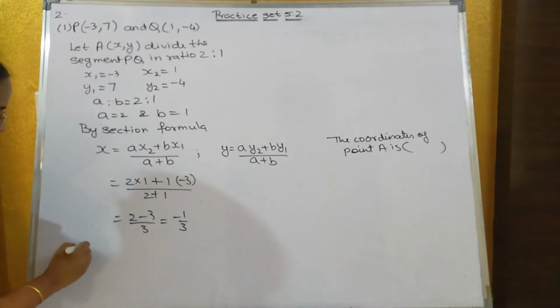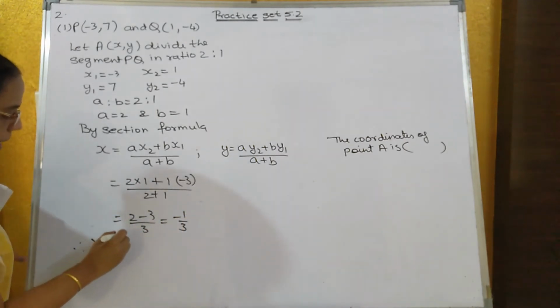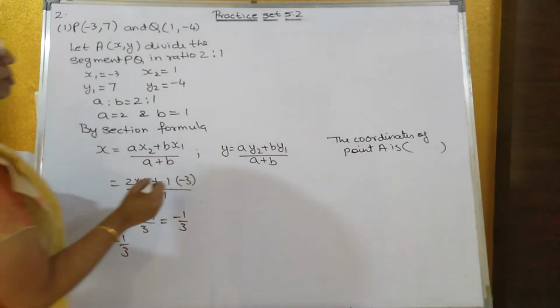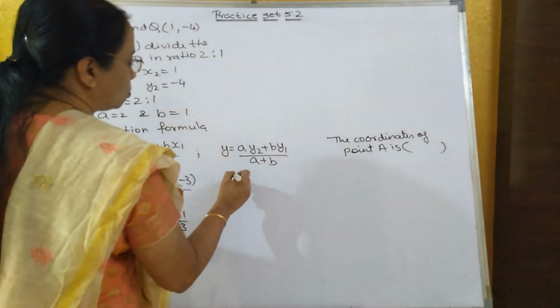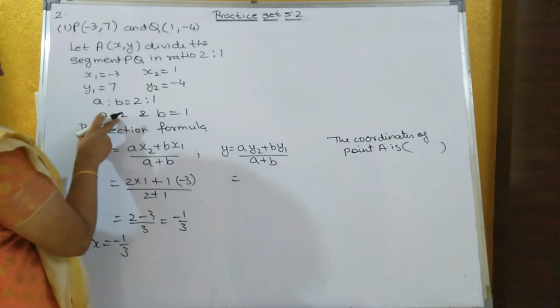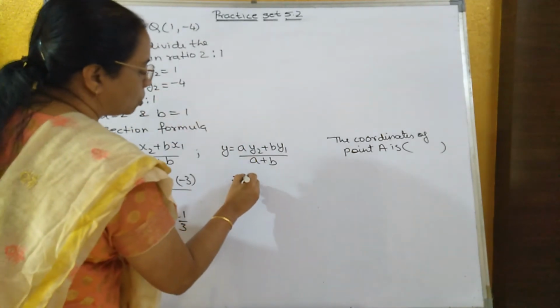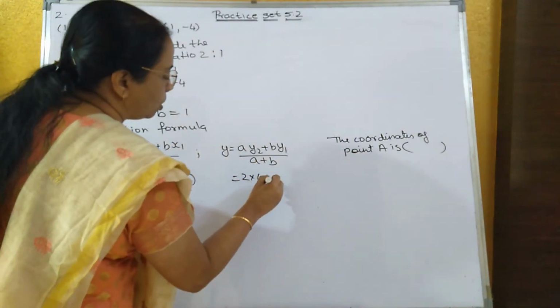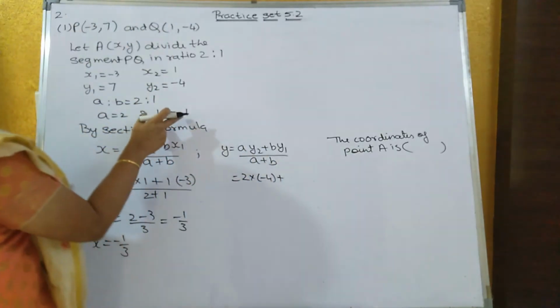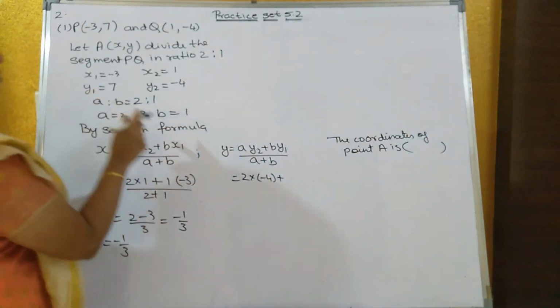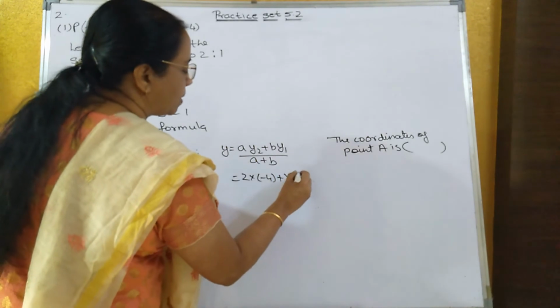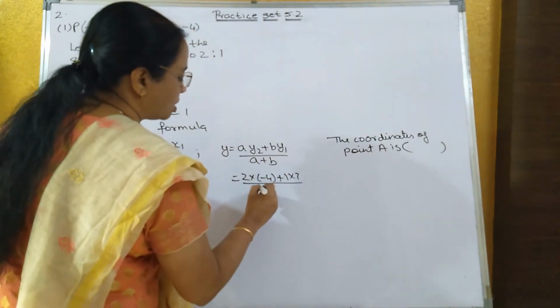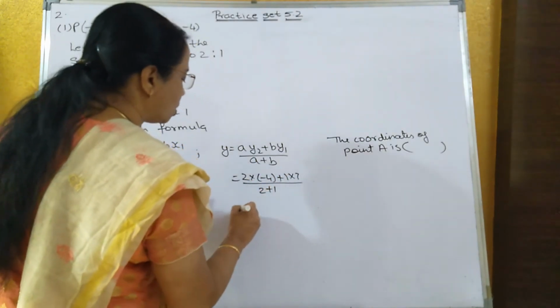Therefore x is equal to -1 upon 3. Similarly, y is equal to a, that is 2 into -4, plus 1 into 7, upon a plus b, that is 2 plus 1, that's equal to -1.